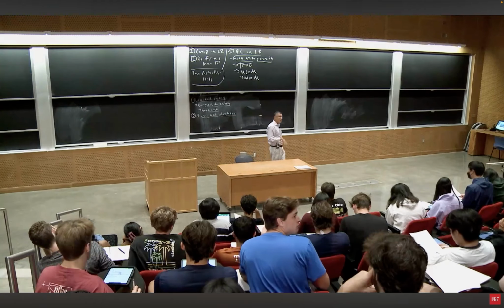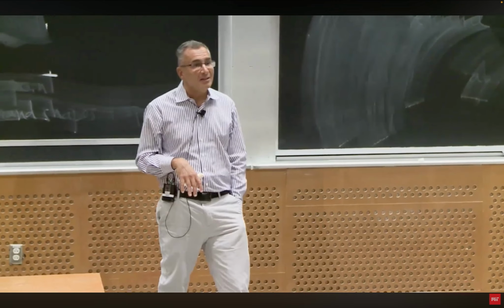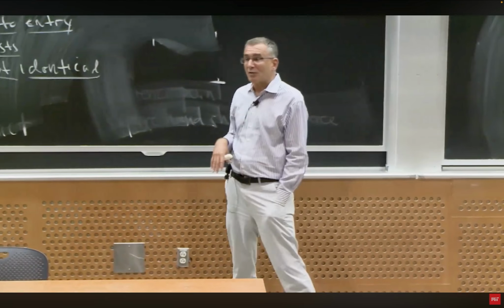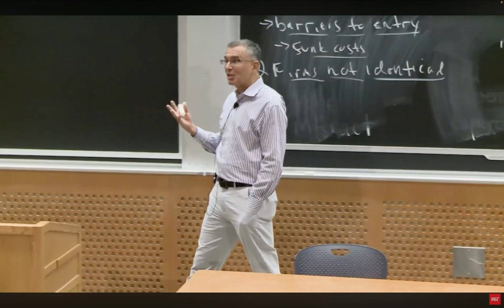Zero, right? Price equals marginal cost equals average cost. If marginal cost is flat, average cost is flat. So price equals marginal cost equals average cost. So in a world, that's the example we just did. In a world of perfect competition, profits are zero.